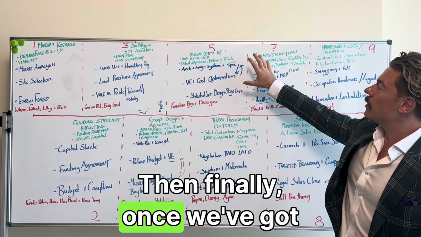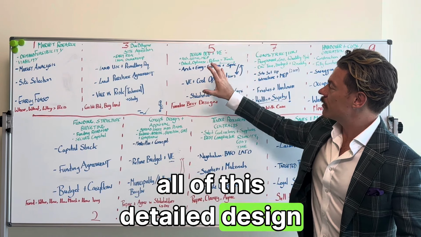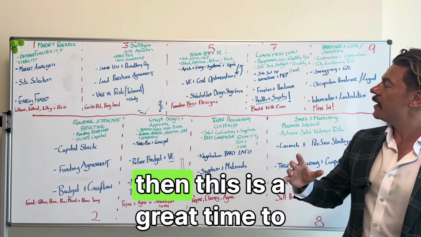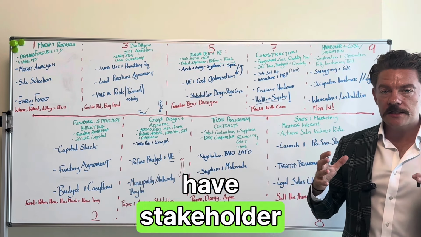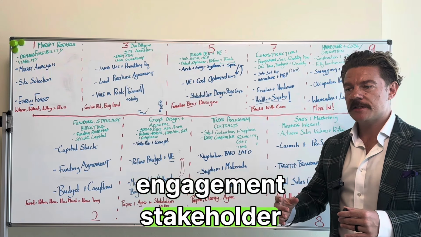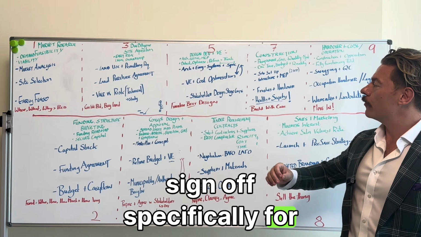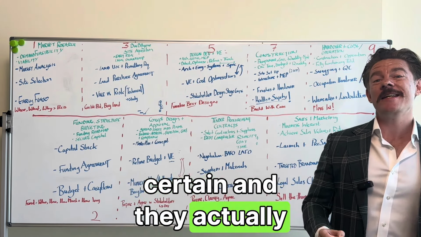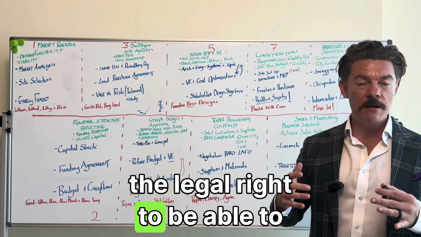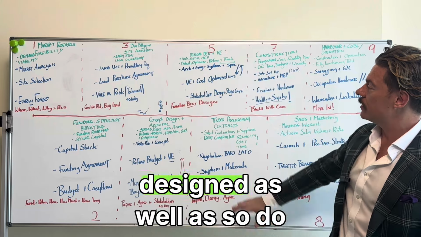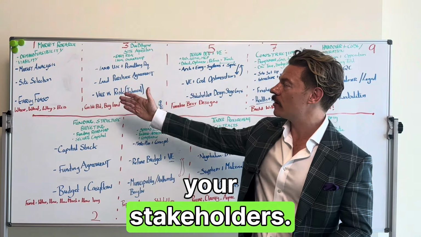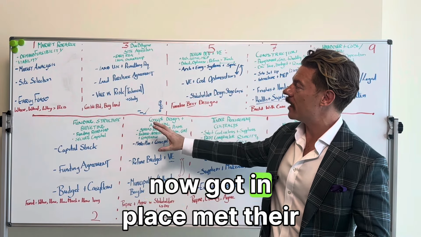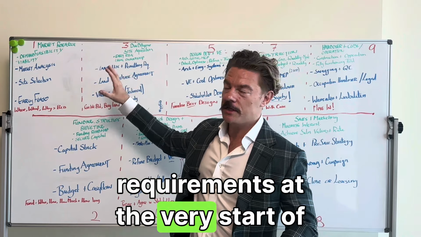And then finally, once we've got all of this detailed design ready to a level where it's ready to go out to the tender stage, then this is a great time to have stakeholder engagement, stakeholder sign off, specifically for the municipalities or the government bodies. They need to be absolutely certain, and they actually need to sign off and give you the legal right to be able to build what it is that you've designed, as well as so do your stakeholders. They need to be aligned that the budget you've now got in place, the design you've now got in place, met their requirements at the very start of the project.